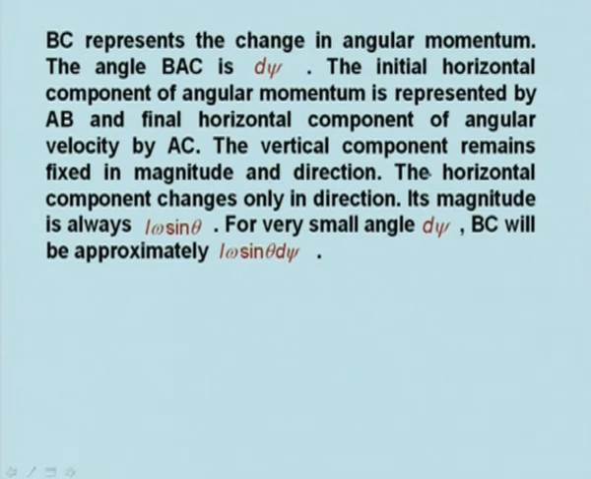The vertical component remains fixed in magnitude and direction. The horizontal component changes only in direction. Its magnitude is always I omega sin theta. We assume theta remains the same, that the axis of spin is inclined. For a very small angle d psi, BC will be approximately I omega sin theta d psi.